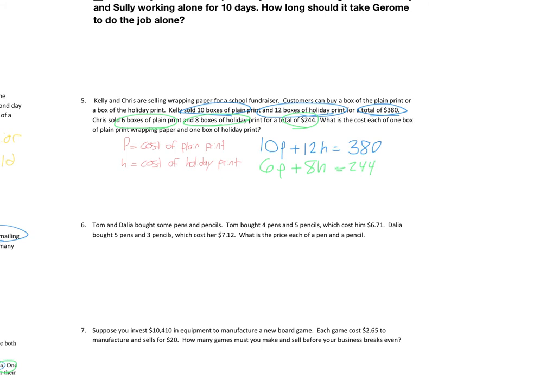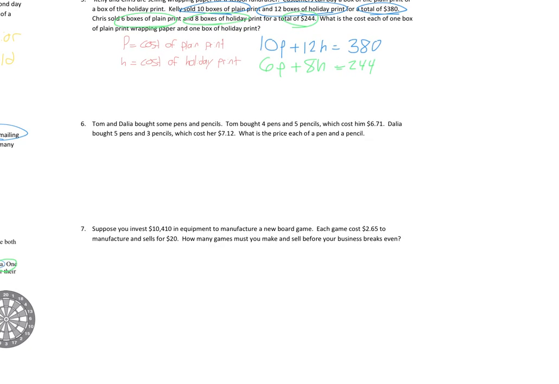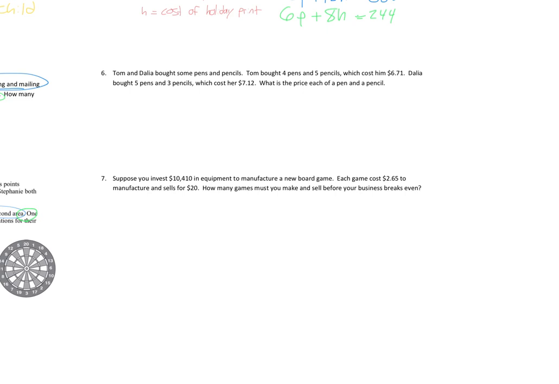So once you get this pattern down, you'll realize that, hey, I can write real-world equations because most of the time they're going to be part whole, or y equals mx plus b. Let's do another one. Number 7, that'll be another y equals mx plus b for us. So it says, suppose you invest $10,410 in equipment to manufacture a new board game. Each game costs $2.65 to manufacture.